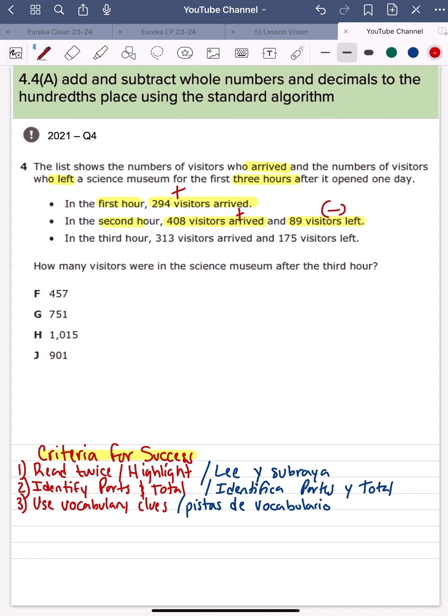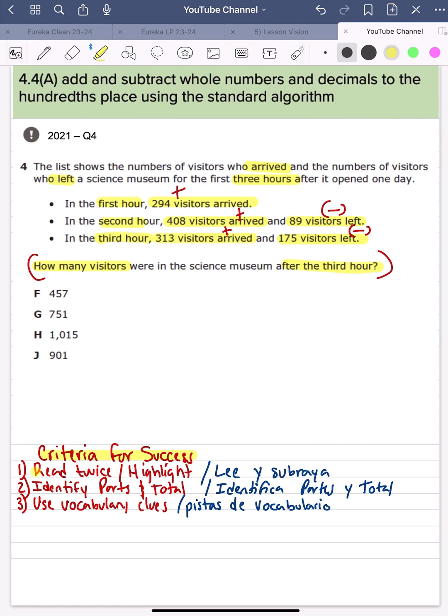Notice how I'm writing my plus and my minus sign, guys. In the third hour, 313 visitors arrived. Think about it. Is that adding or subtracting? Arrived, that's adding. And then 175 visitors left. So we're going to end up subtracting those as well. So the question, as always, guys, very important. How many visitors in the Science Museum after the third hour, right? So we have to figure out how many were left after all of this happened.